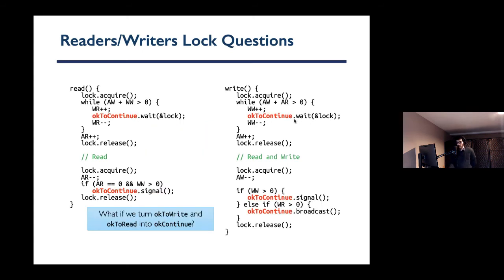What if, instead of having two different condition variables, OK to read and OK to write, I only have one? So an OK to continue condition variable, let's say. So I use this OK to continue everywhere instead of having separate condition variables per type. Would this work? Again, giving you some time to think about this.